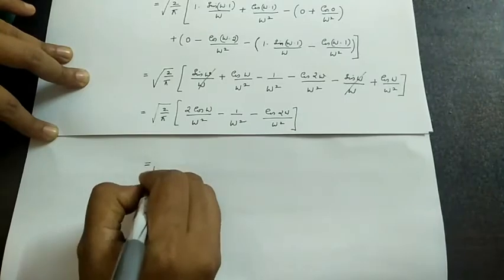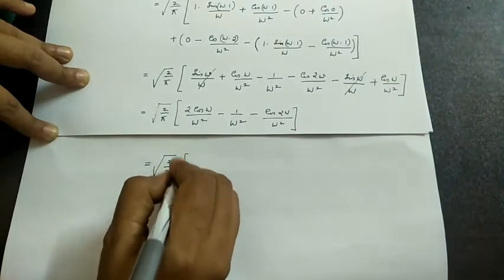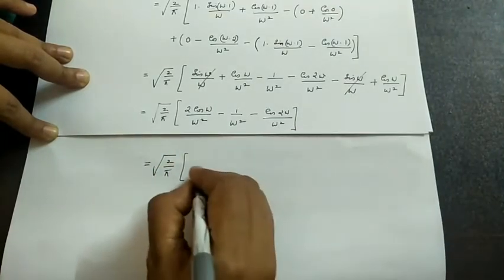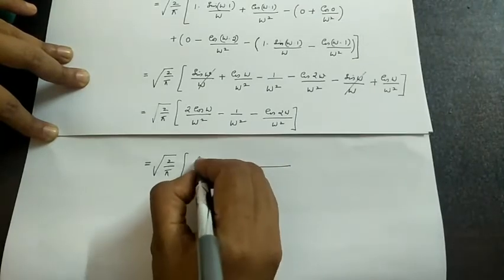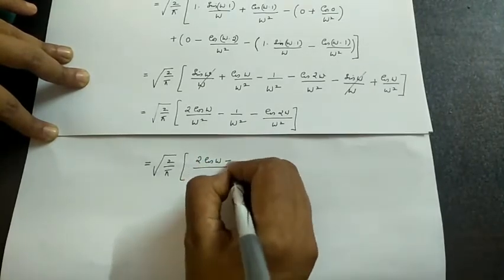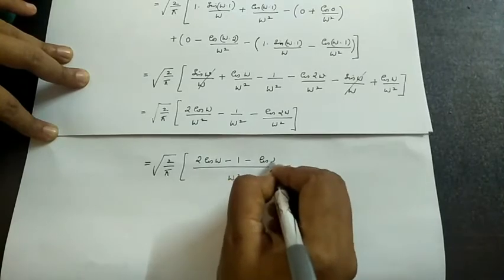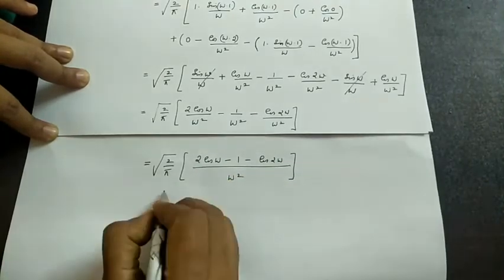Now we can take omega square as the common term, so that in the numerator we have 2 cos omega minus 1 minus cos 2 omega. That is the final answer.